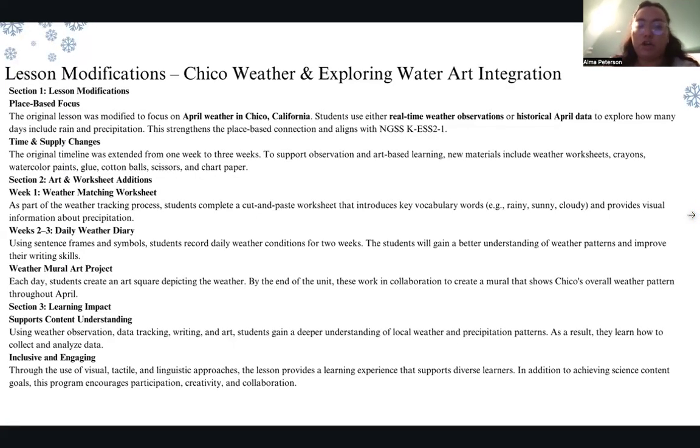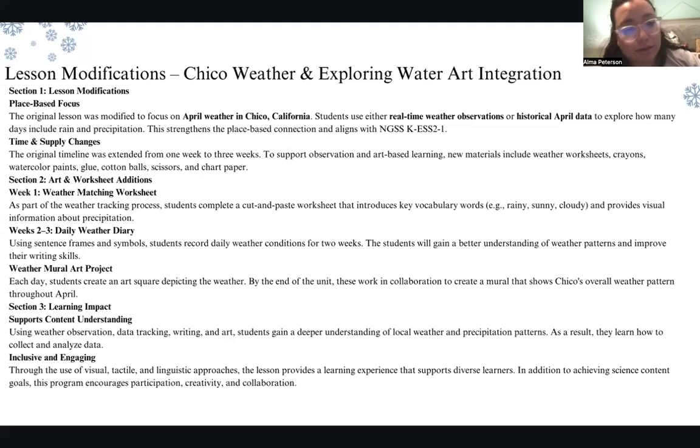Lesson modification for Chico watering and exploring. These are the modifications that I did for this lesson that are plant-based focused. The original lesson was modified for the month of April in Chico, California. You can either do the month of April or other times. It just depends on the teacher.